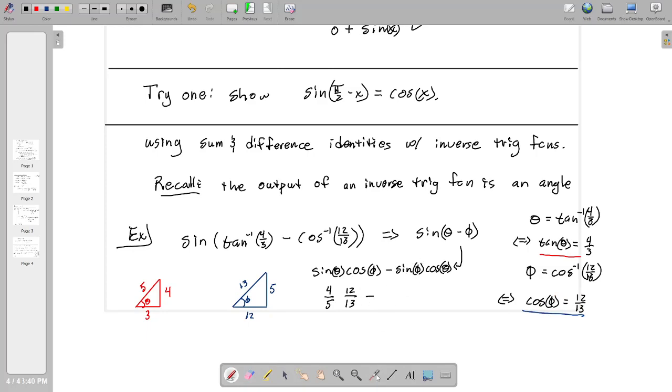minus sine of phi, so now we need to find the sine of this angle, so we do the opposite over hypotenuse, so sine of phi becomes 5/13, and cosine of theta, this angle, so adjacent over hypotenuse, 3/5.